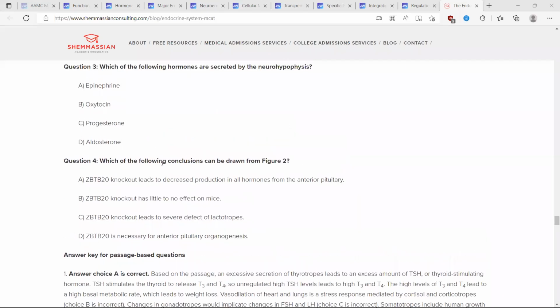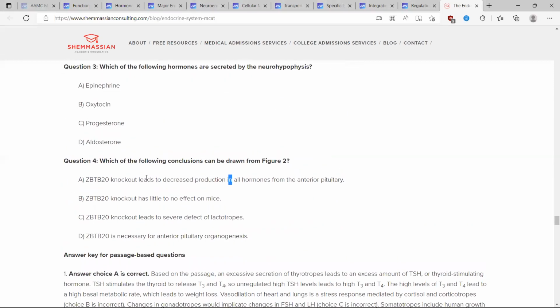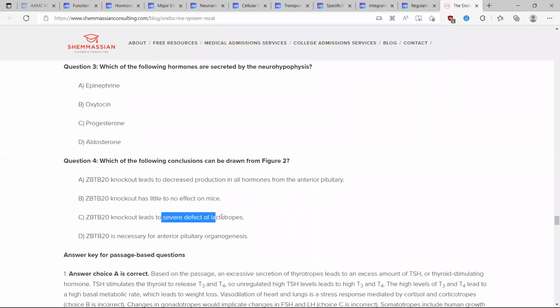Now, which of the following conclusions can be drawn from figure 2? So let's look at figure 2. Well, let me understand, what are they thinking? ZBT knockout leads to decreased production in all hormones, no effect, severe defect of lactotropes, necessary for anterior pituitary organogenesis.